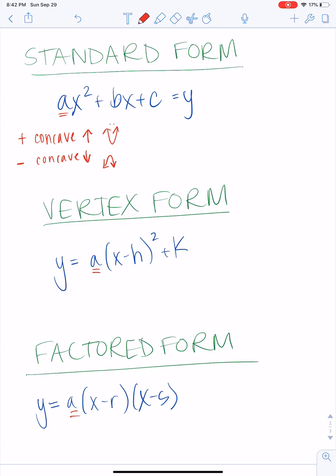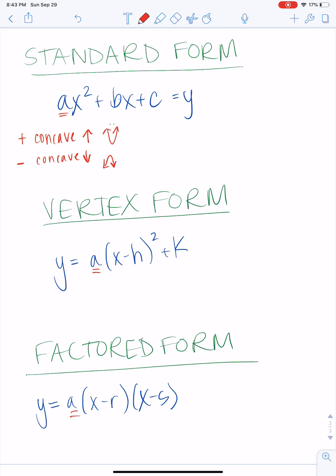It also determines how skinny or narrow, or how wide or fat, my parabola is. Having an a value that is a rational number between 0 and 1 will give me a very wide parabola, whereas an a value that's a large integer will give me a very skinny parabola, and we'll see that as we go through and graph some of these functions.